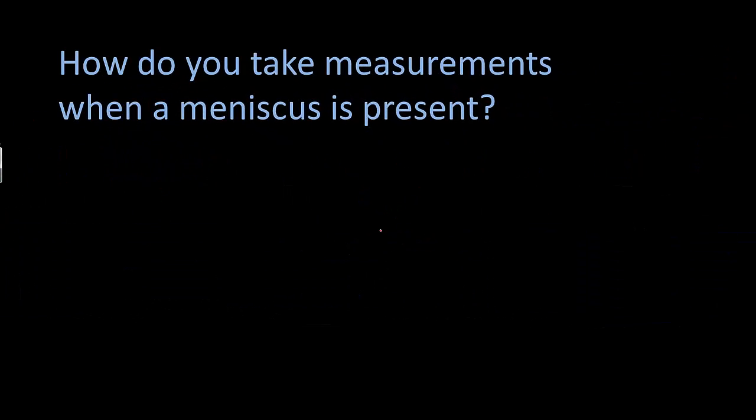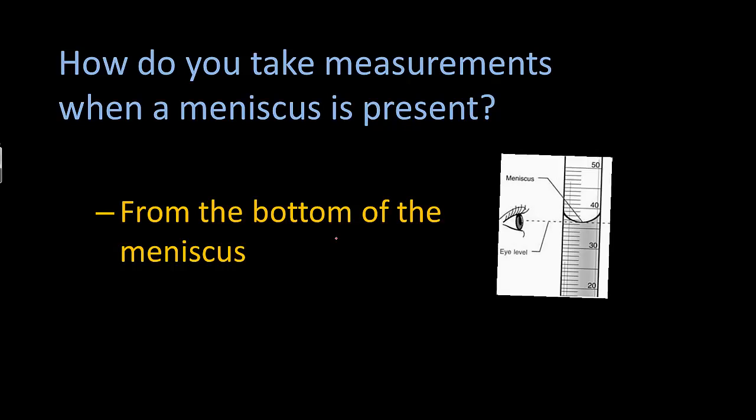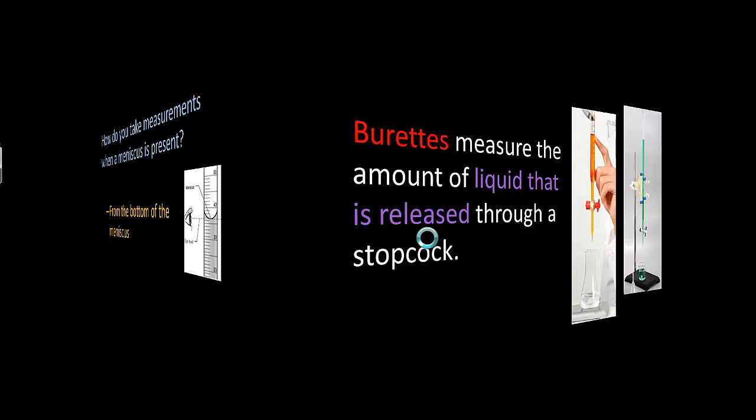How do you take measurements when a meniscus is present? From the bottom of the meniscus. This is the meniscus right here, this curvature of a liquid, and you always take the measurement from the bottom, not up here. So when you're at eye level with the meniscus, this is where you take the measurement.